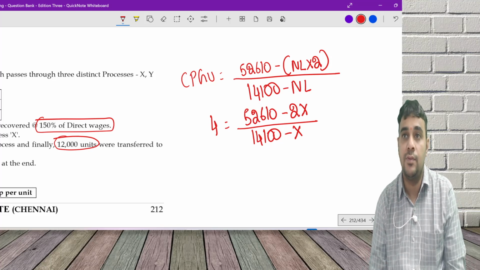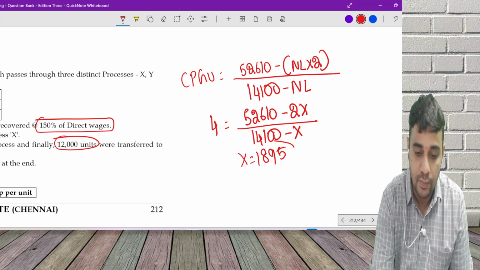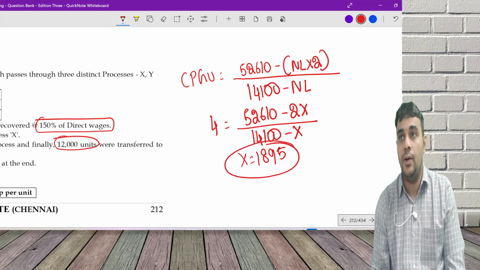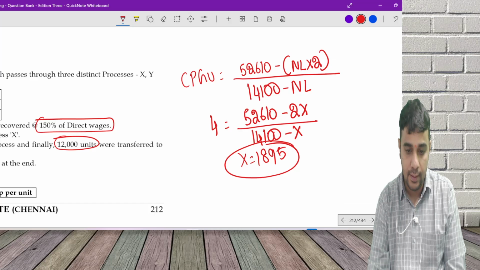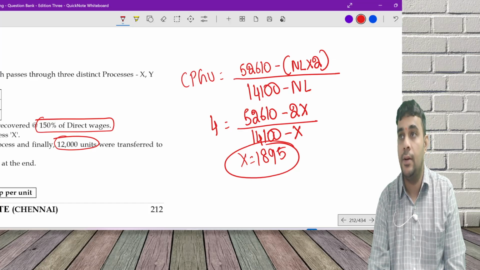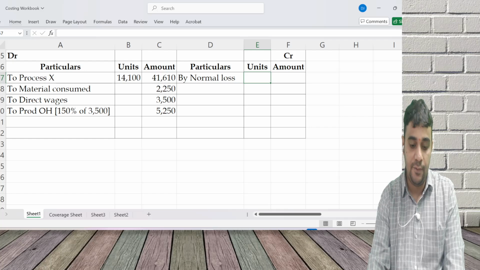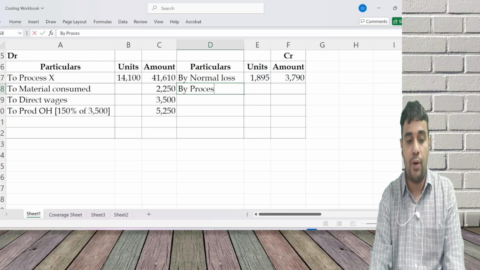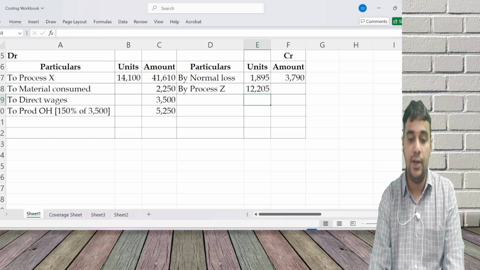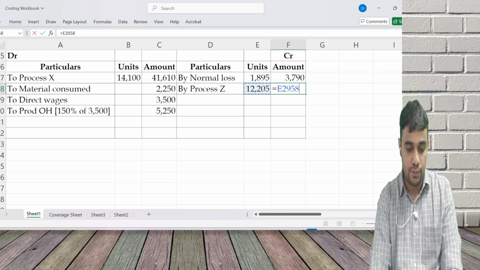What's the answer you got for x? 1,895. Any doubts on 1,895? Can we proceed? Come back here. Anybody has any doubts on 1,895? By normal loss, 1,895 and 1,895 into 2. By losses Z, 14,100 minus 1,895 into 4. In case there is a rounding difference, adjust it into 4.